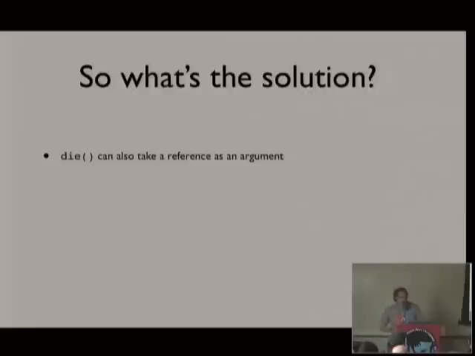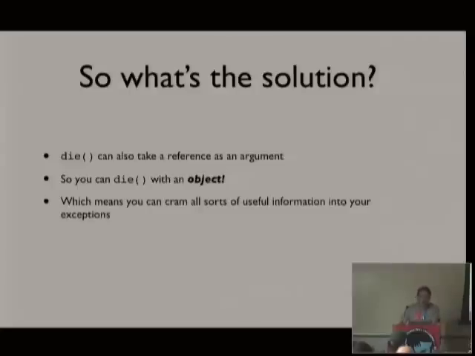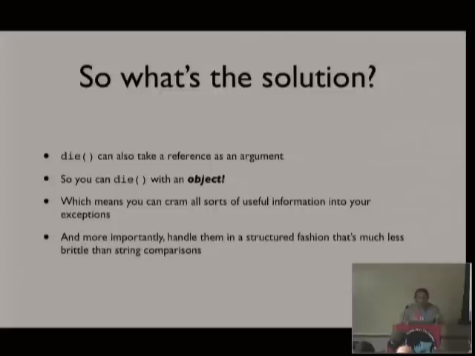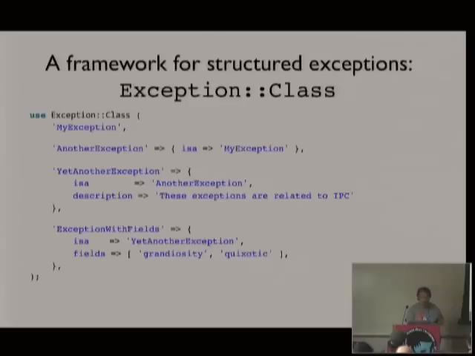So what do we do? Well, die can also take a reference. You don't have to die with a string. You can die with a reference. So you can die with an object. So you can cram all sorts of stuff in an object and then die with it, which is awesome. That means that you can then catch it and handle it in a structured fashion. It's a lot less brittle than string comparison.